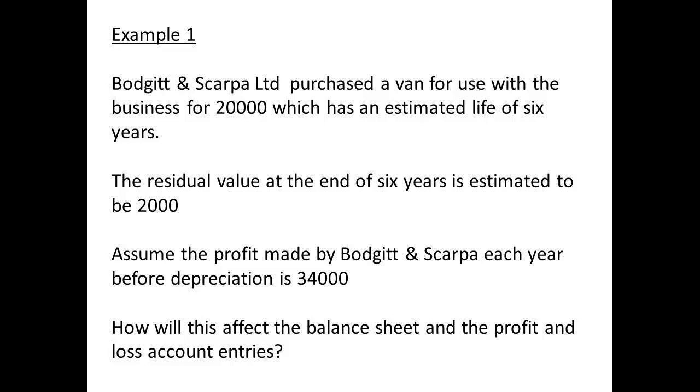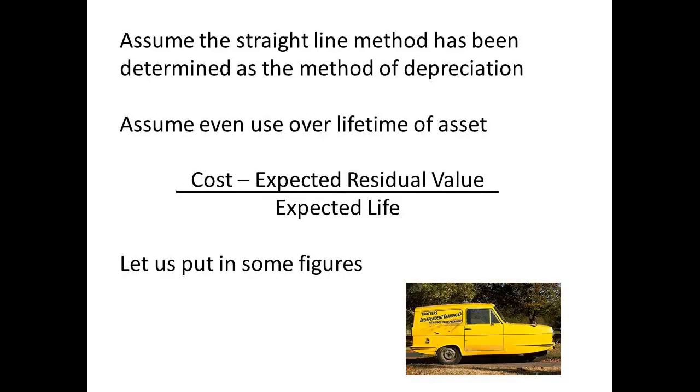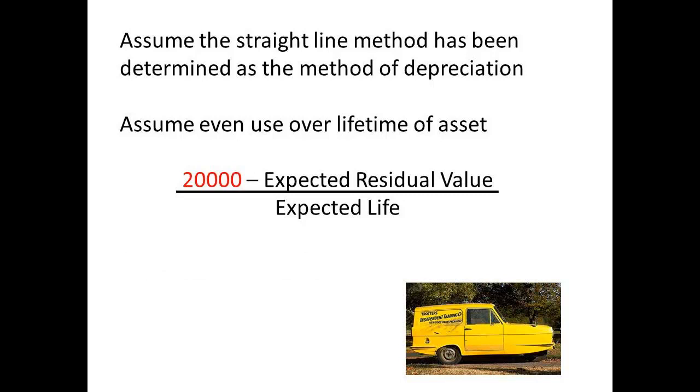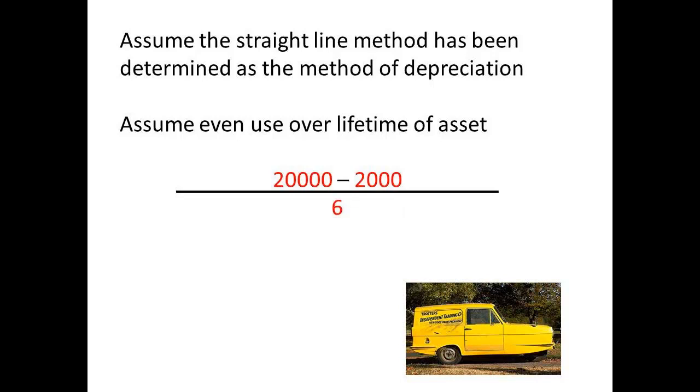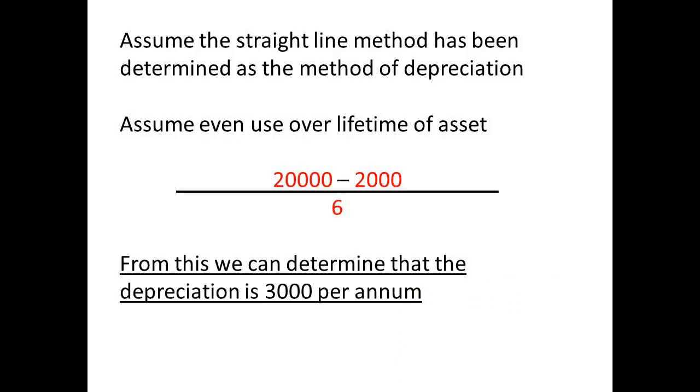We will look at how this affects the balance sheet and income statement. The formula we are going to use is cost less expected residual value divided by the expected life of the asset. So we start with the cost of $20,000 less the $2,000 residual value divided by the life of the asset, which we stated would be 6 years. So 20,000 less 2,000 equals 18,000. Divide 18,000 by 6 and we get 3,000. This is the figure we shall use to depreciate the van each year.